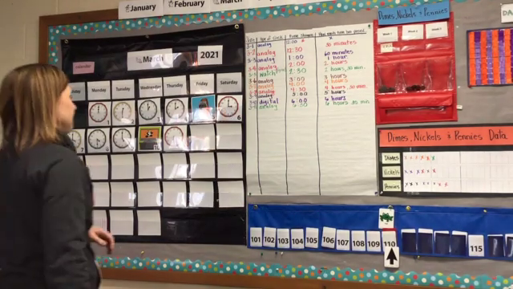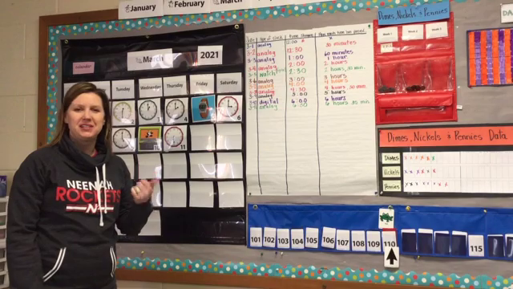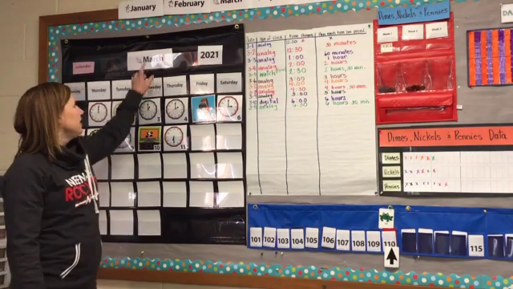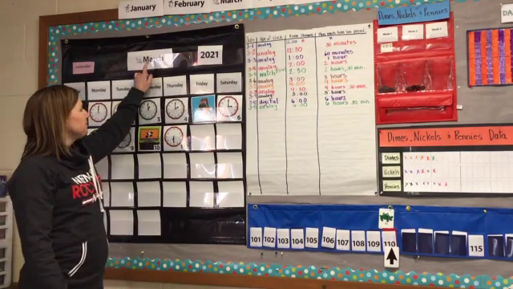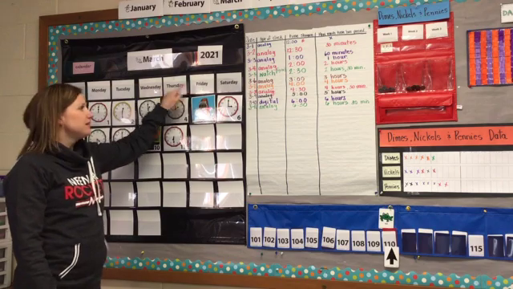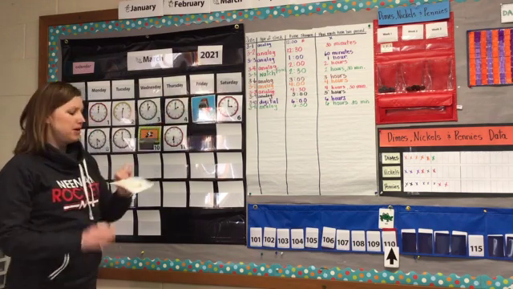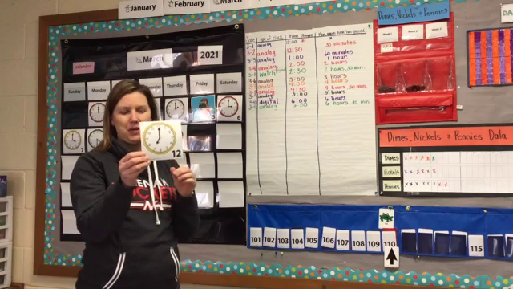Good morning, first grade. It's time for Number Corner, so let's take a look at the calendar. We are in the month of March. Yesterday was Thursday. Today is Friday, March 12th, 2021.